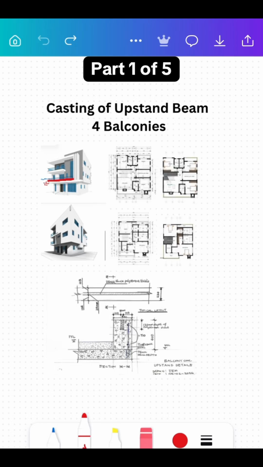You're given a task to cast 4 upstand beams per building for 13 buildings. This is the plan. So I'll take you through the process, how we are doing it, then probably the materials and the costing of it.